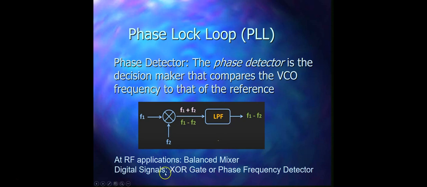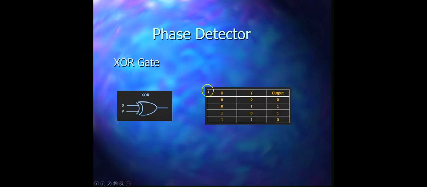So next we are going to see the XOR gate, one of the digital phase detectors we can use. This is the XOR gate, and the output of the XOR gate will be high when the two inputs are different. That means whenever the two input signals are identical, there is no phase difference between the two signals, and ideally the output of the XOR gate should be 0.